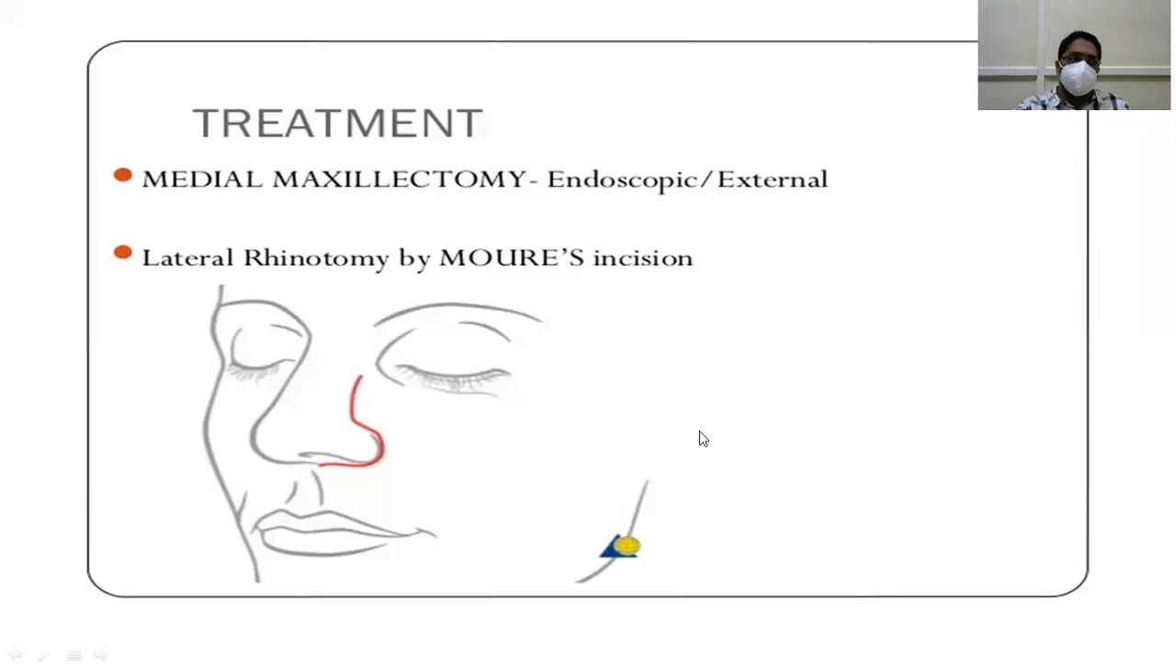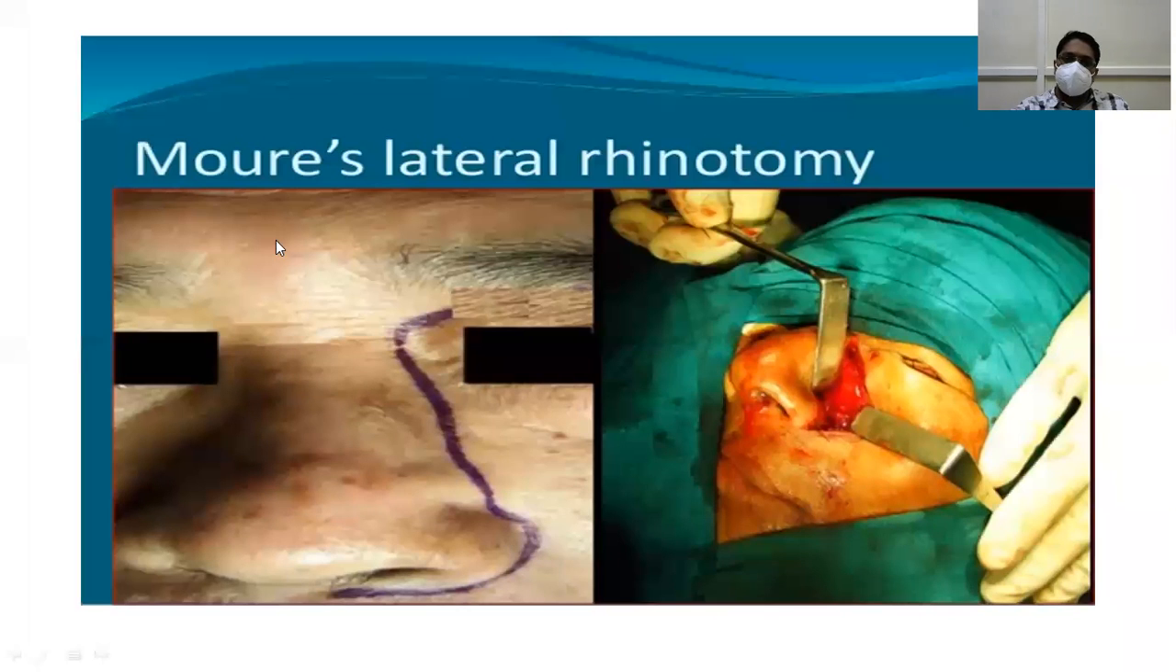They may ask you in viva, what is the lateral rhinotomy incision? You should tell Moore's incision. What is the surgical treatment for inverted papilloma? Tell medial maxillectomy. See, this is Moore's lateral rhinotomy incision. It starts from the medial canthus of the eye, goes along the nasomaxillary groove up to the ala of the nose.